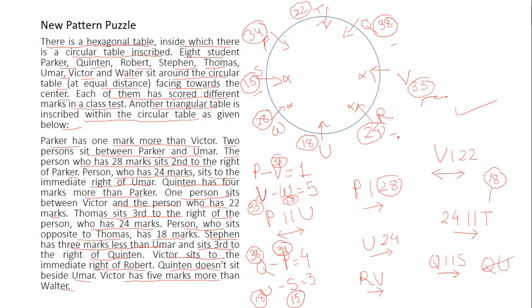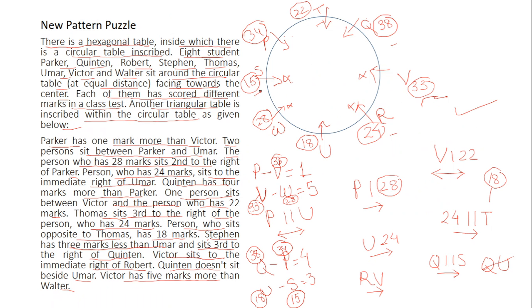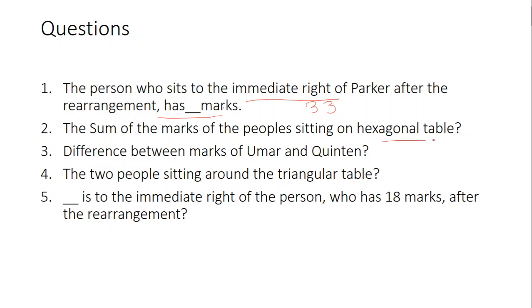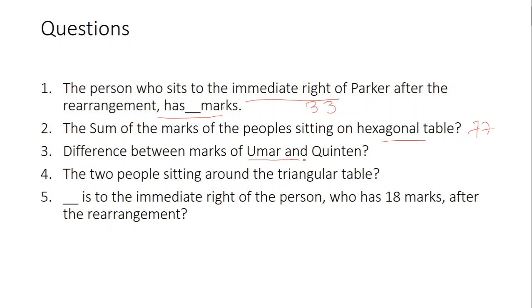Who is sitting on the hexagon? Hexagon S, Q, R. S is 15. Q is 38. And R is 24. So when we add this, the sum is 77, right? Let's check the answer. That's right. It's 77.